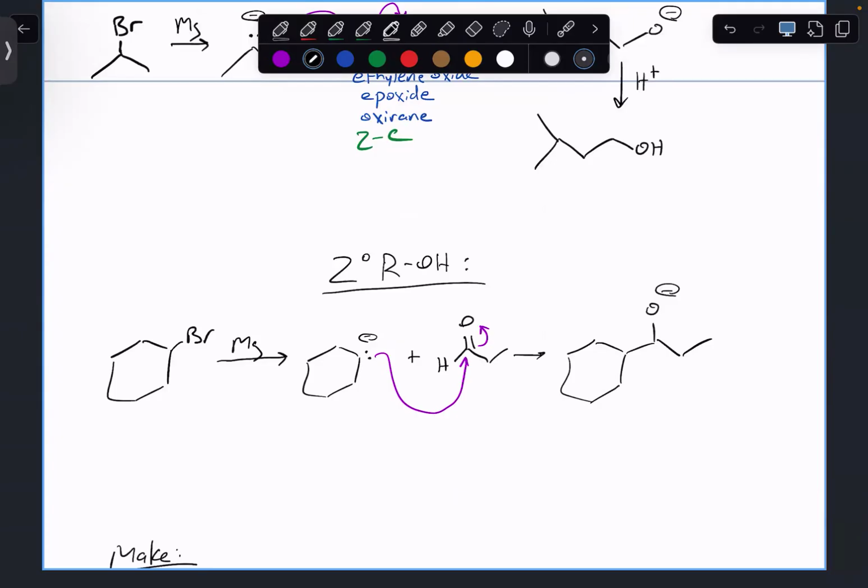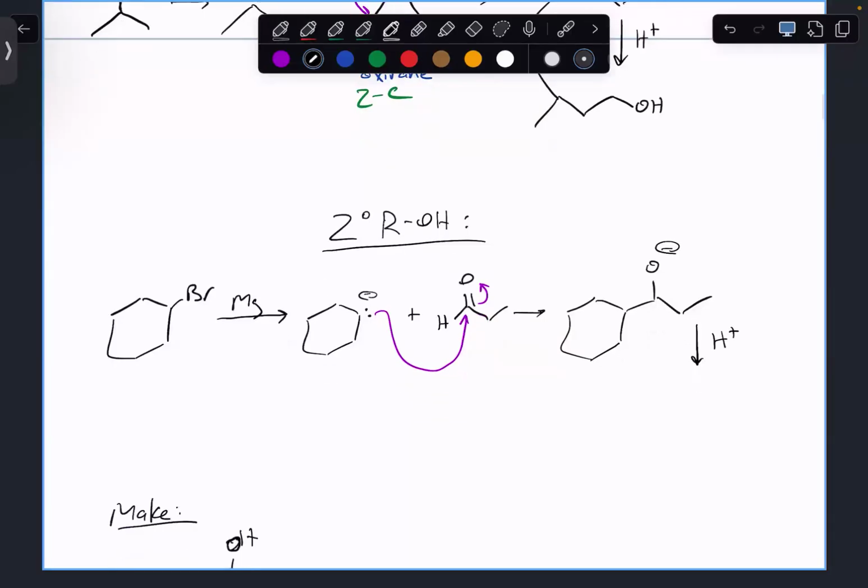So this, like all the ones we've seen before, this alkoxide intermediate is just going to hang out until you give it some acid. And once you do, that will protonate the alkoxide, and then that results in the secondary alcohol.